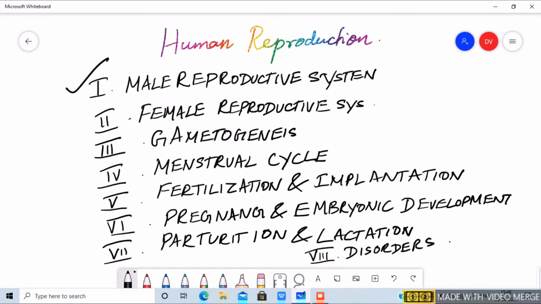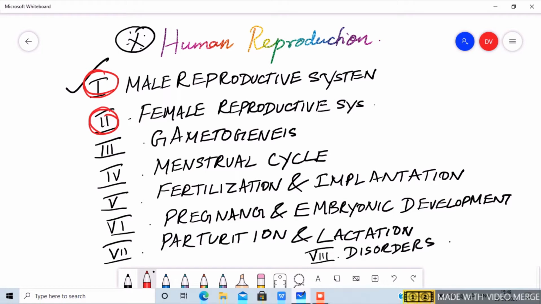Alright, with that note, let us begin the chapter, human reproduction, one of the important chapters which you have to know, very interesting as well. So guys, let me take you on a tour of the complete sections of the chapter. The chapter starts with the male reproductive system, the very first division. We are going to concentrate on the male reproductive system in today's session. And then you have the female reproductive system.